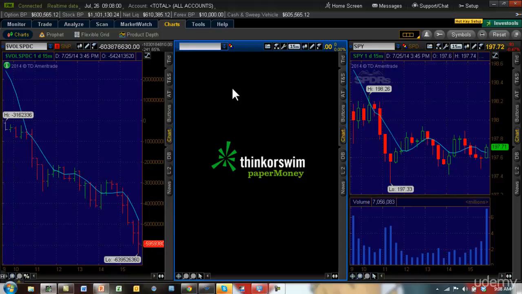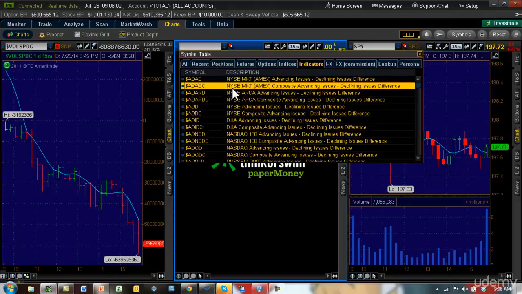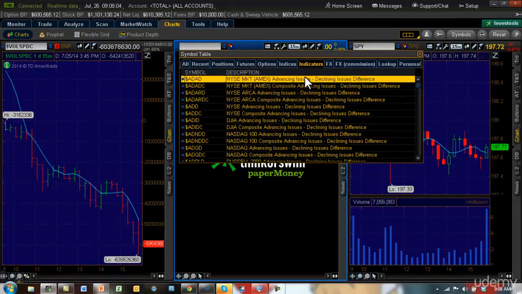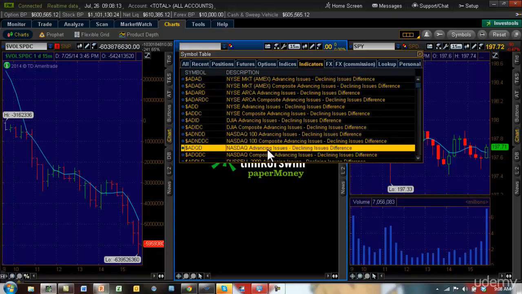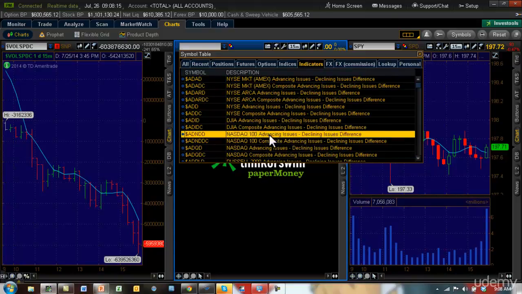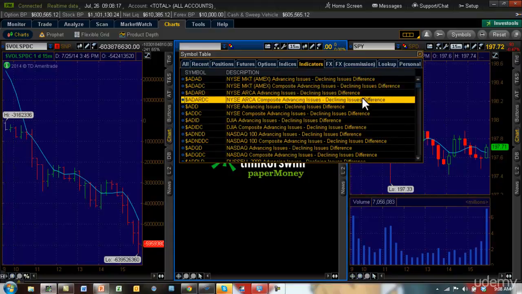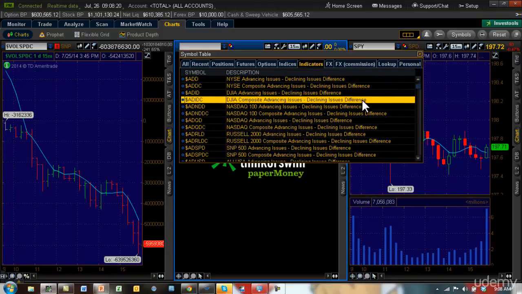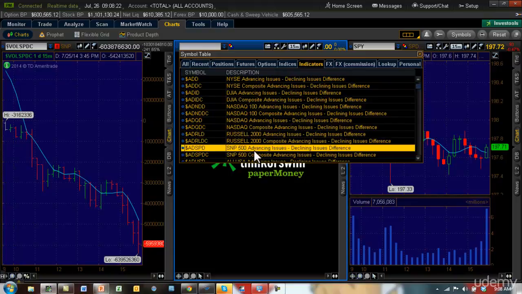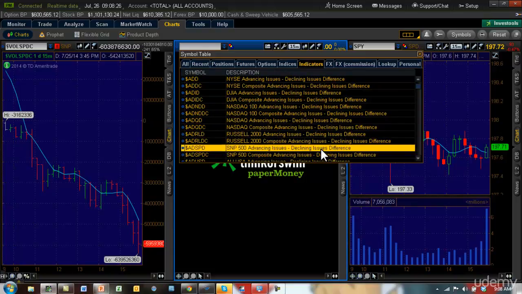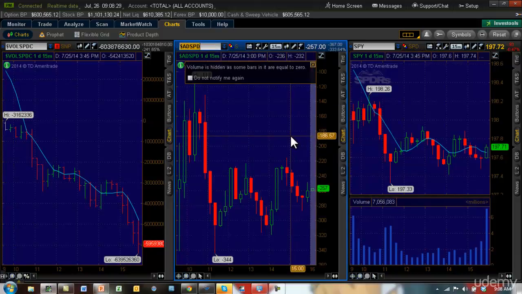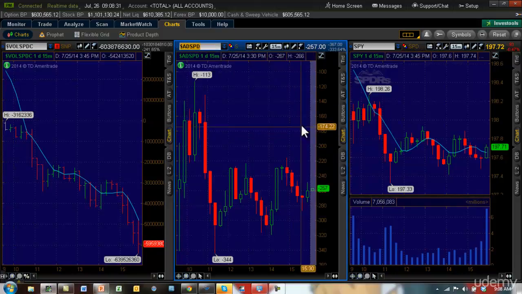So let's go ahead and pull up that indicator as well. Advancing issues minus declining. Here you'll see that it has it for all the different indices. So let's say you were doing Google, then you would want to compare the Nasdaq, so you would want to use this signal. In our case, we are still using the S&P. Here you can see the S&P 500 advancing issues minus declining issues difference. That's what we want to see on a 15-minute basis.